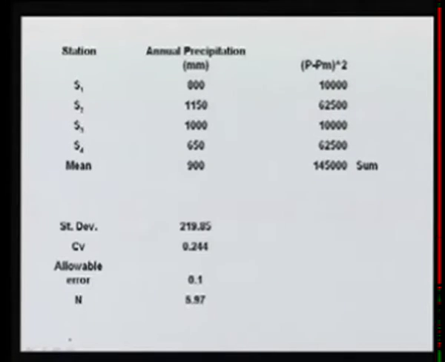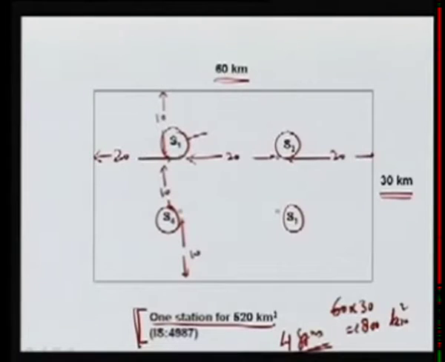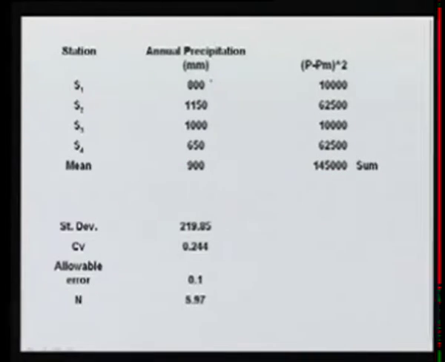Let's look at this data. We have annual precipitation recorded at S1, S2, S3, S4, and the annual precipitation is obtained for a particular year or a mean of a few years as 800, 1150, 1000 and 650 millimeters, giving a mean of 900 millimeters for these 4 stations.